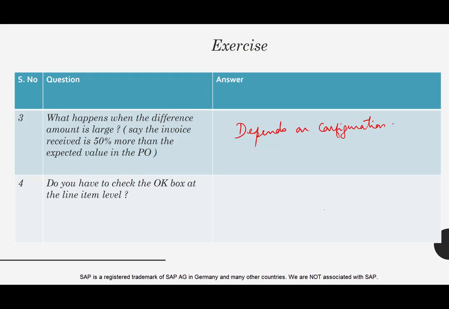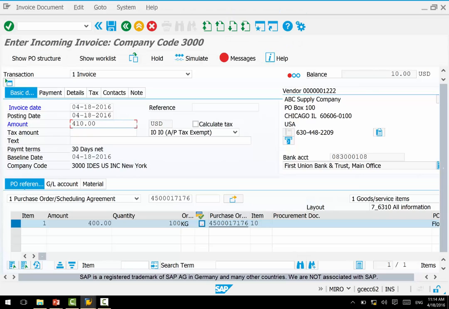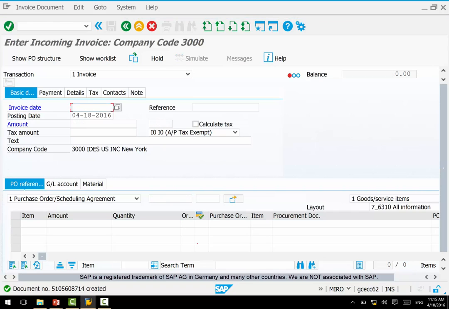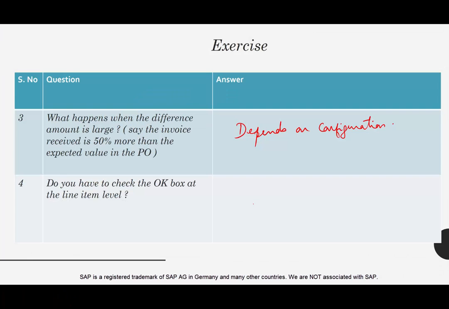Fourth question is, do you have to check the OK box at the line item level? This is the OK box I'm talking about. Do you have to check it? No. If you just say 400, and then click save, without checking the OK box, the system will take the invoice. Right? You see the invoice number here. The answer here is no.